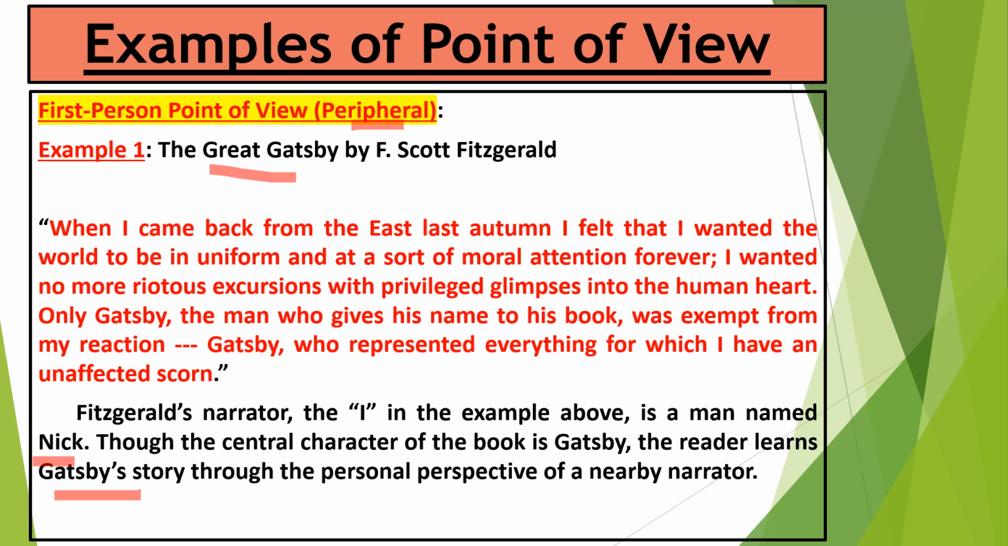If you just see, "When I came back from the East last autumn, I felt that I wanted the world to be in uniform and at a sort of moral attention forever. I wanted no more riotous excursions with privileged glimpses into the human heart. Only Gatsby, the man who gives his name to this book, was exempt from my reaction. Gatsby, who represented everything for which I have an unaffected scorn." If you just notice, this "I" has been used for another character, and he is going to tell us about the character that is named Gatsby.